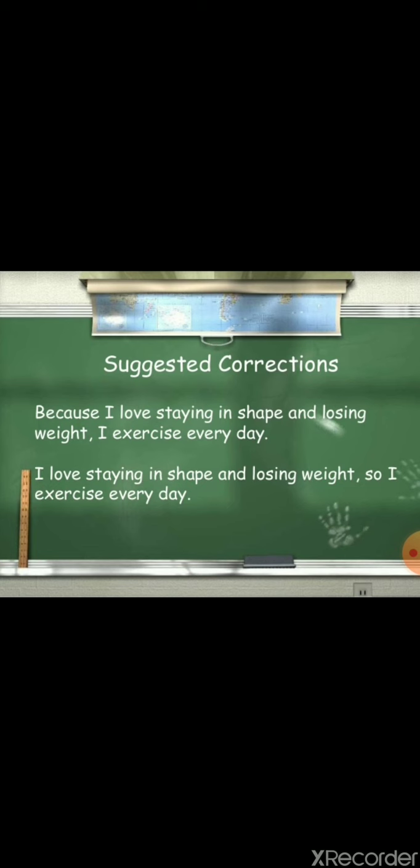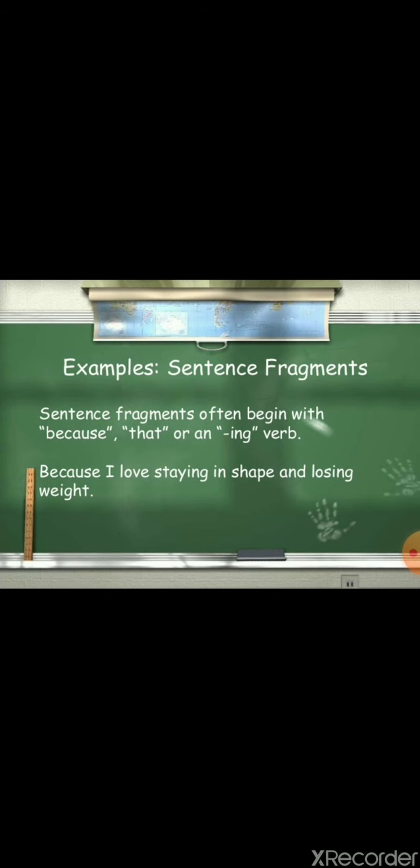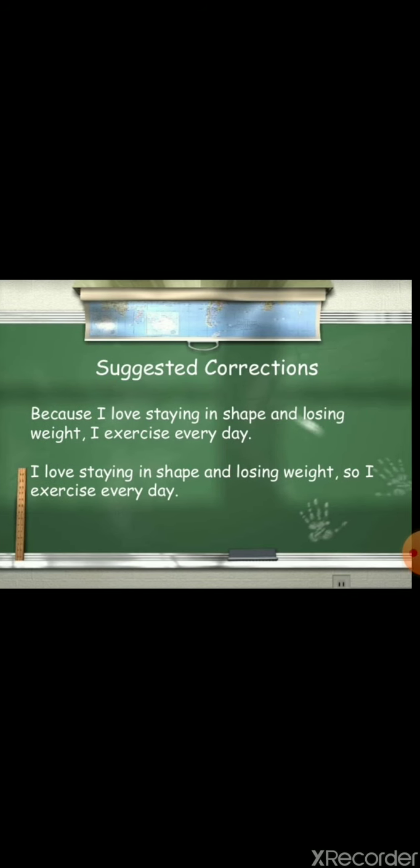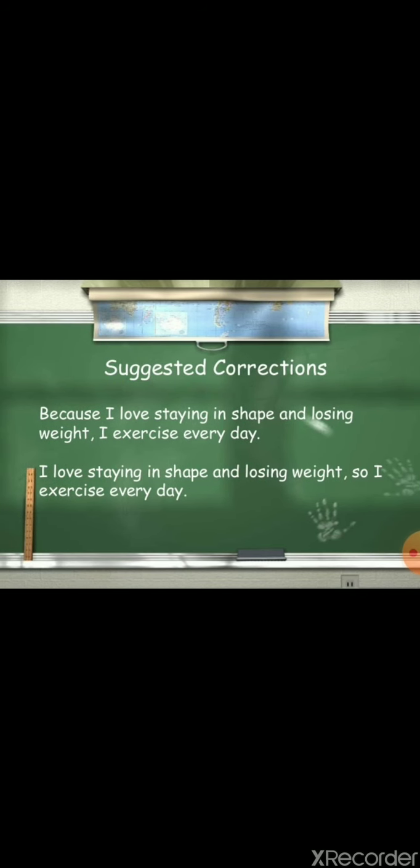I love staying in shape and losing weight, so I exercise every day. Look at the sentence once again. Because I love staying in shape and losing weight. Something is missing, which means sentence fragment. What have we added to make it complete? Look at the last sentence. I love staying in shape and losing weight, so I exercise every day. A reason to be put, which action you have done, you need to add. So that is known as suggested corrections.